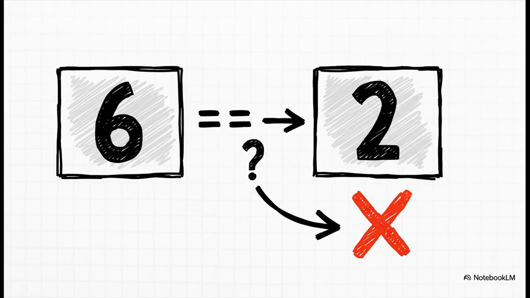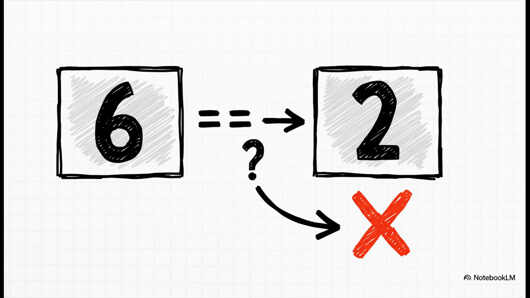Okay, let's look at some actual code. Super simple stuff. We've got two variables, x, which is 6, and y, which is 2. See that double equal sign? That's our comparison operator. It's basically us asking the computer, hey, is the value in x the same as the value in y?